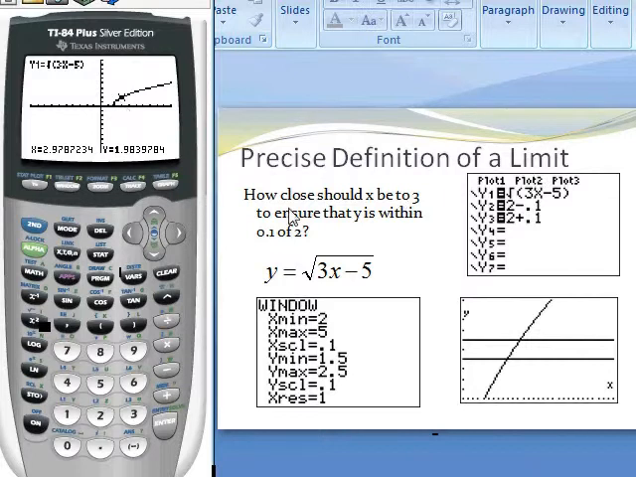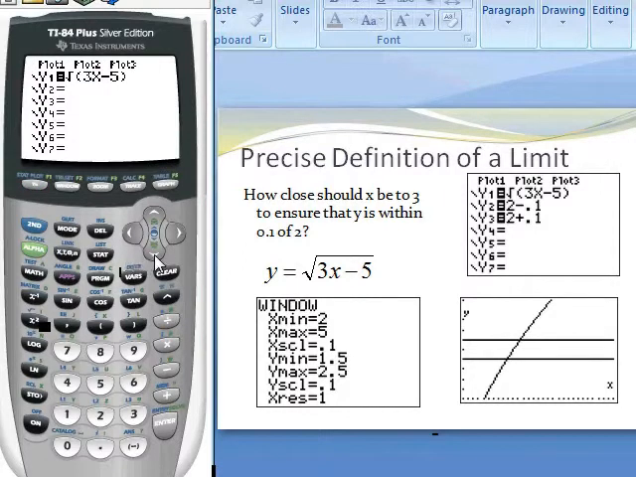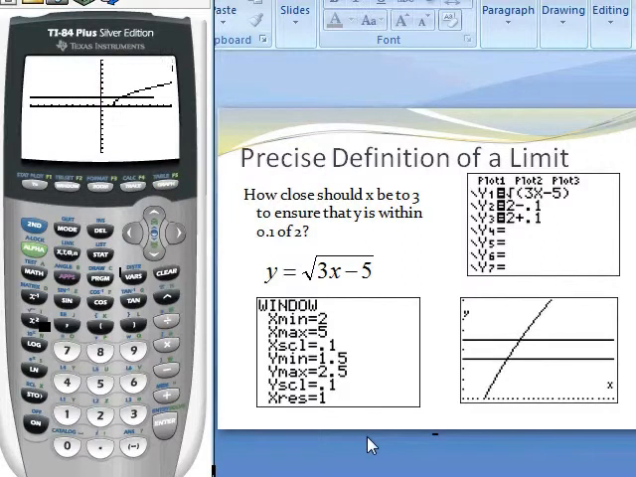How close should x be to 3? How close am I going to get here, so that y is within 0.1 steps of 2? That means it's going to be 0.1 steps up, 0.1 steps down. So I can go and enter y equals 2 minus 0.1 step or 2 plus 0.1 step. All right? Now let's look at it. Here's one, here's the other one.